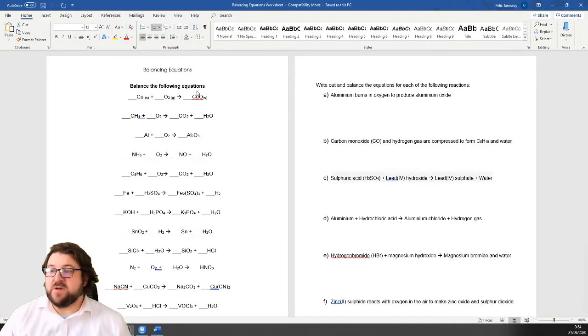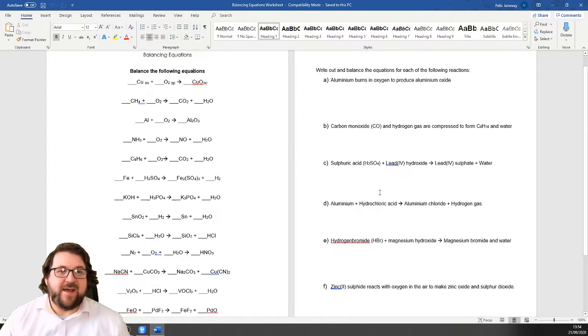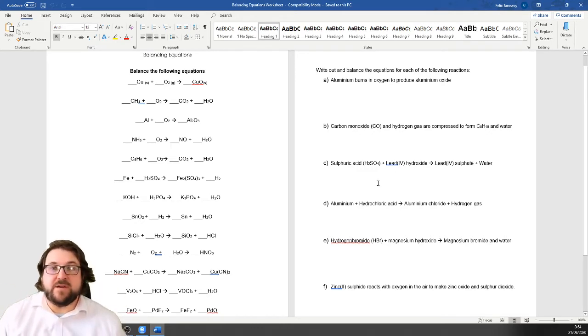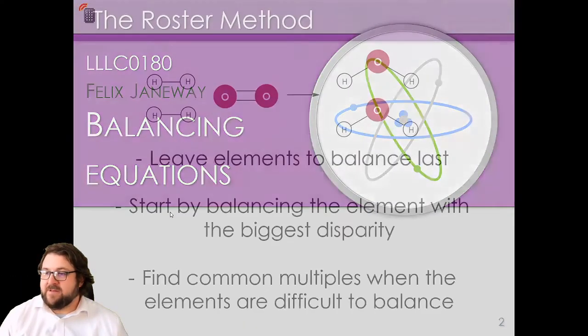Hello, I'm just going to go through a couple of examples of the balancing equations that we've seen in the balancing equations worksheet. You should be able to find this worksheet in the folder labeled balancing equations. I'm going to pick a few of these on the left hand side here, and then I'll just do one of these questions in the middle to show you again how you convert the word equations into chemical equations themselves. So let's have a look.